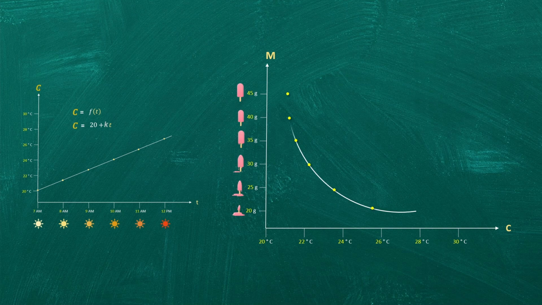Therefore, we can say that M is a function of C. We can write this as M equals 1 upon C squared. Consider that this is not an exact representation of the function.